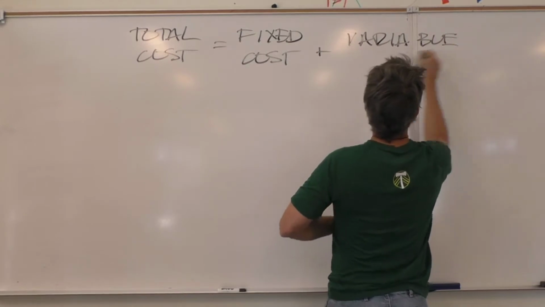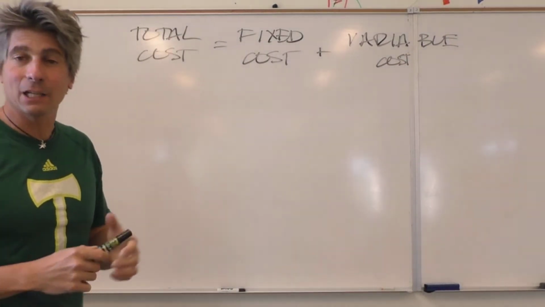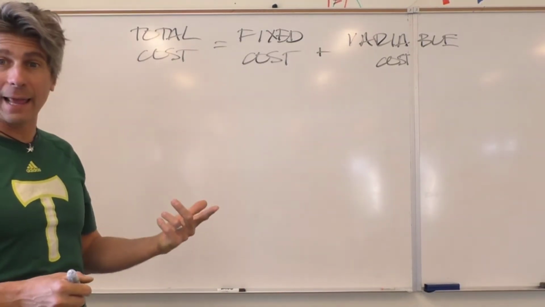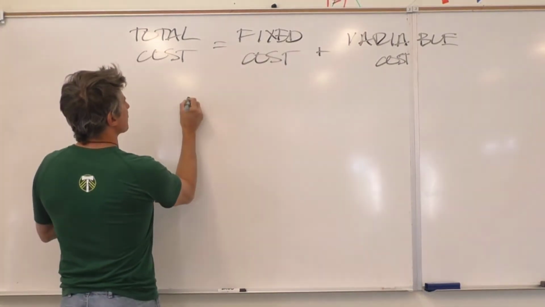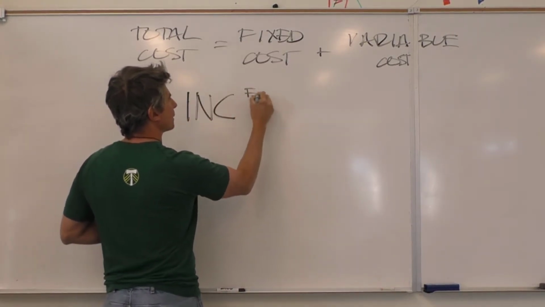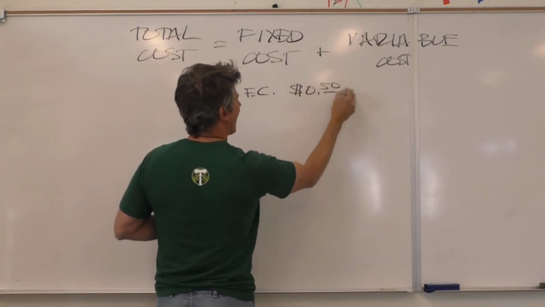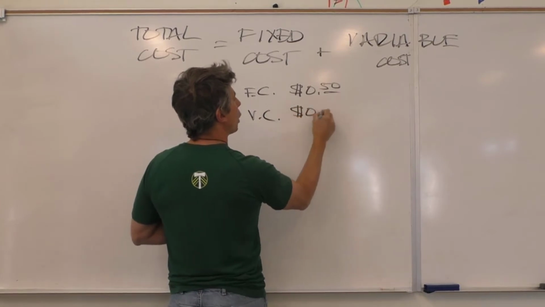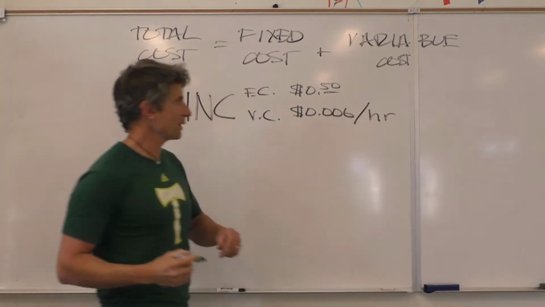Variable cost. Okay, so what we're going to do is apply that idea to each of the light bulbs. We got a CFL, we got an incandescent, and we got an LED. Okay, so we'll start with the incandescent. Now, if you remember, the incandescent had a fixed cost of 50 cents, and it had a variable cost of $0.006 per hour. Okay, those are the data points.